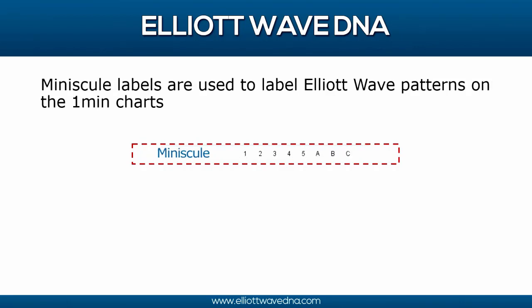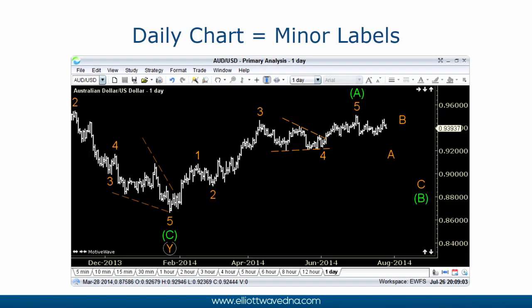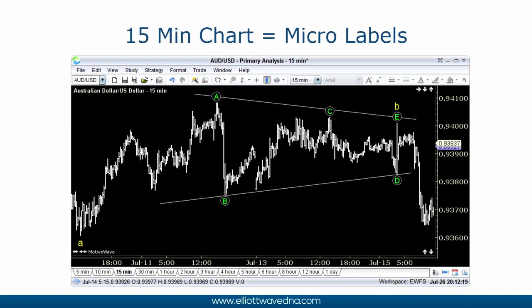Minuscule labels are used to label Elliott wave patterns on the 1-minute charts. So if you are looking over here, we have the daily time frame, so we are going to use minor labels. Here is an example of what labels we are going to use if we find a potential pattern on the 15-minute chart. So we are going to use micro labels for the 15-minute chart.